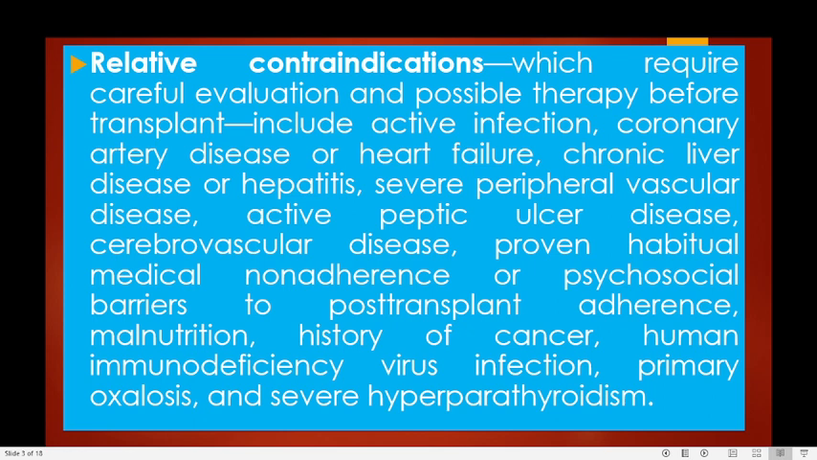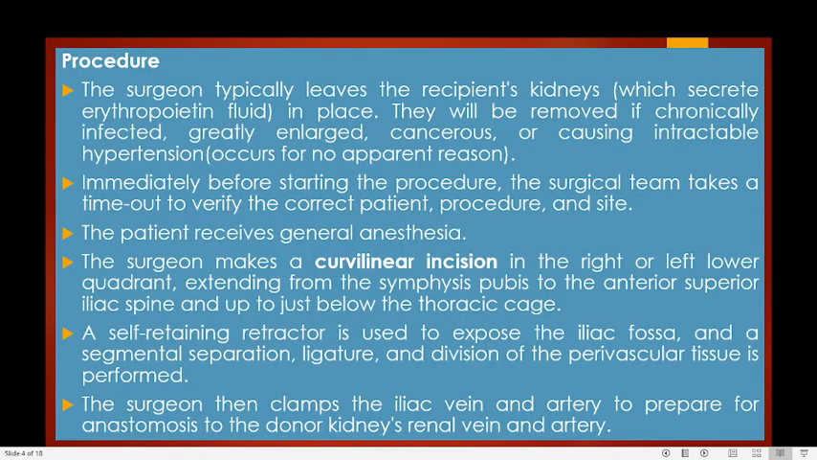severe peripheral vascular disease, active peptic ulcer disease, cerebrovascular accident or disease, proven habitual medical non-adherence, or psychosocial barriers to post-transplant adherence. Malnutrition, history of cancer, human immunodeficiency virus infection, primary oxalosis, and severe hyperparathyroidism are some of the relative contraindications to renal transplants. So how is the procedure performed?